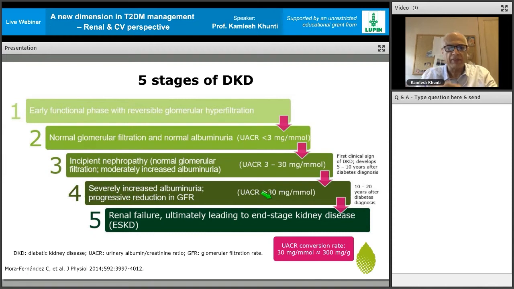So there are 5 stages of DKD. We get the early phase, reversible glomerular filtration, then we get normal glomerular filtration and normal albuminuria, then we go to incipient nephropathy with normal glomerular filtration, moderately increased albuminuria, then severe increased albuminuria, progression to reduction in eGFR. This is where the urine albumin creatinine ratio grows greater than 30, and then ultimately end-stage kidney disease.